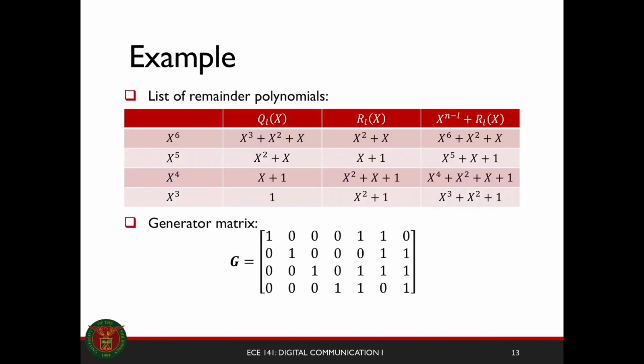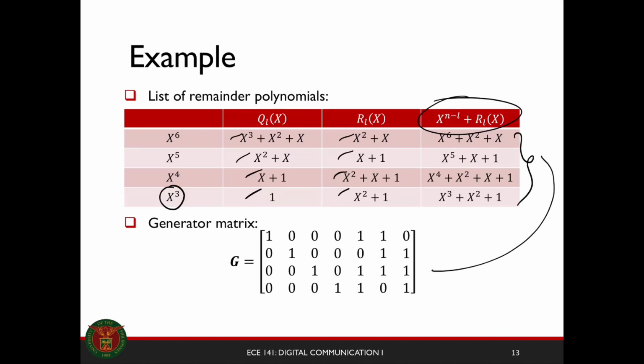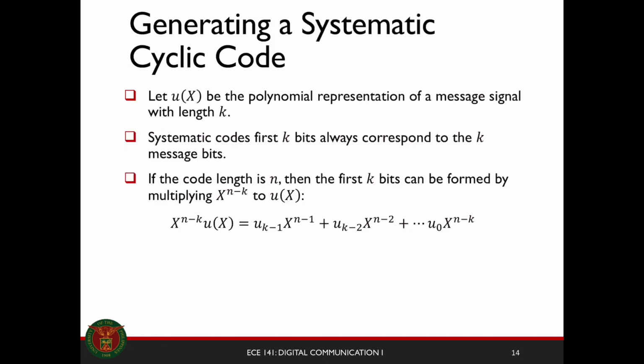So you repeat that with all other powers until you reach x cubed. Okay, so the quotients will be successively like this with the corresponding remainders. Okay, and you complete the polynomial, and you'll get the different rows of your generator matrix. So this is the 7, 4 cyclic code generator matrix. Okay. So now, using that information, how do we generate a systematic cyclic code?